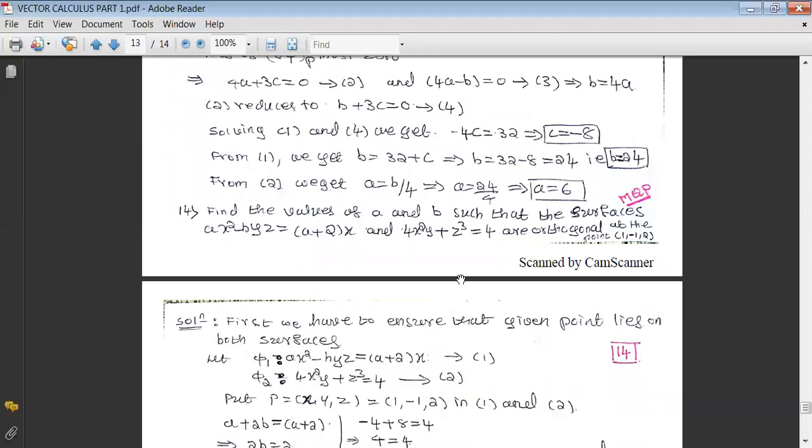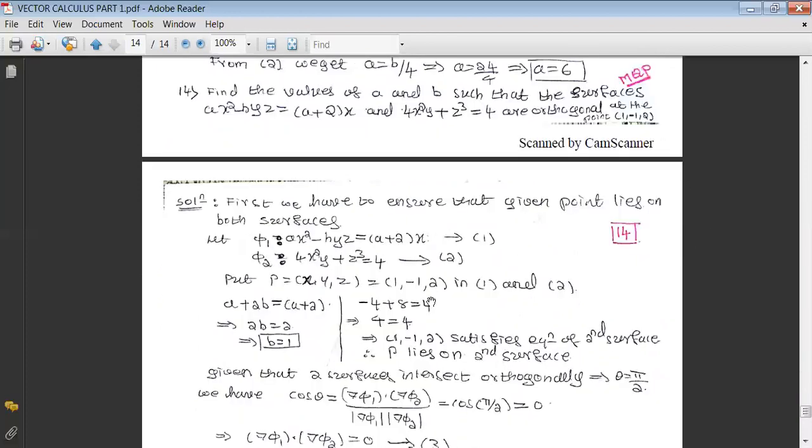Now let us go with one more last example. The example is like this. Find the values of a and b such that the surfaces ax square minus byz equals a plus 2 into x, and 4x square y plus z cube equals 4, are orthogonal at the point 1, minus 1, 2. They have given the information that these two surfaces are orthogonal at this point. Using this information, we have to find the values of a and b, and it is there in the model question paper.